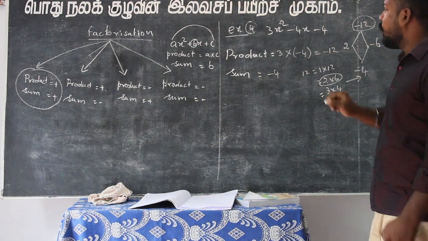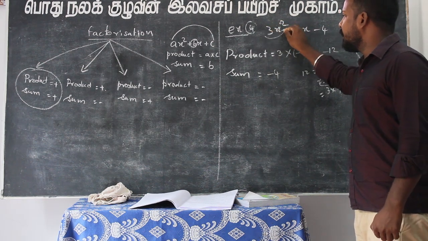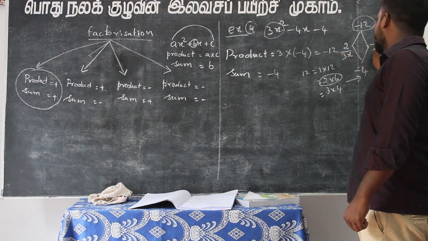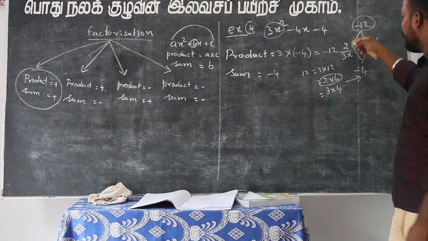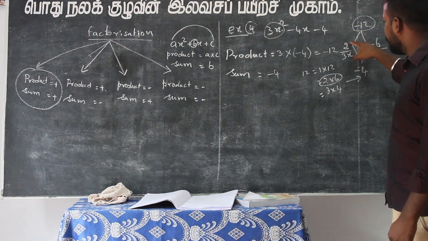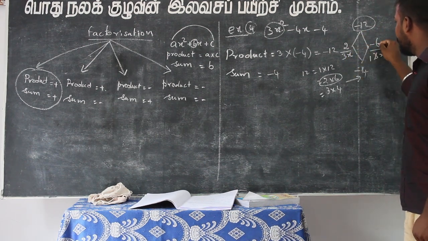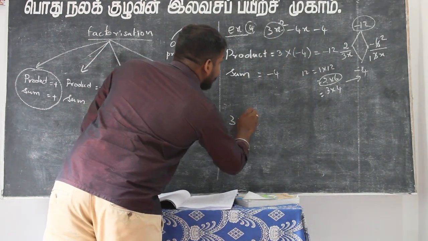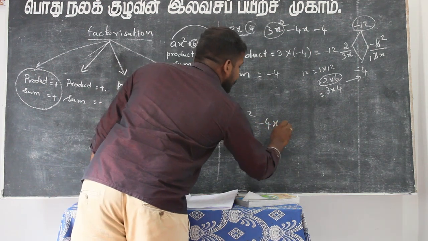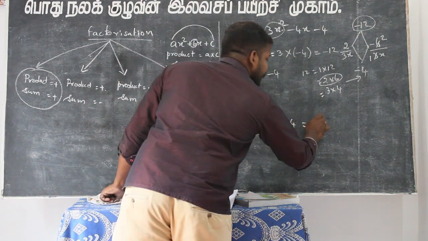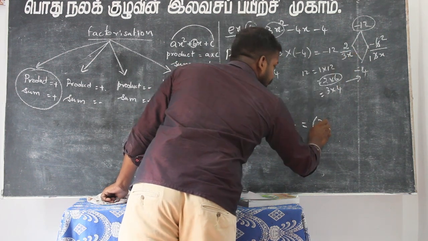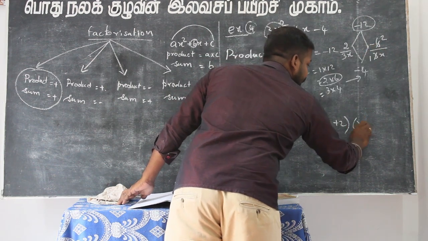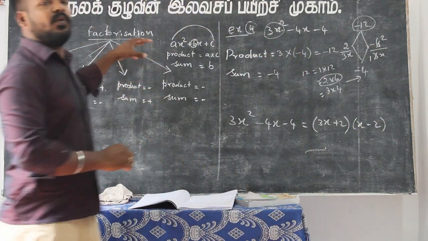Next we want to write the coefficient of x square and x. Divided by the coefficient of x square, which is 3, so 3x here. If possible, we can cancel it. Here no cancellation is possible, here we can cancel 1 time, here 2 times. So the factors of 3x square minus 4x minus 4 are 3x plus 2 and x minus 2. So this is the fourth case.